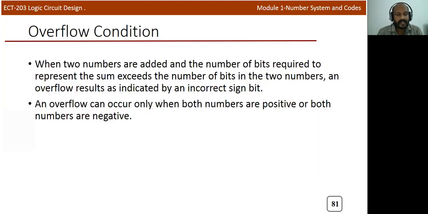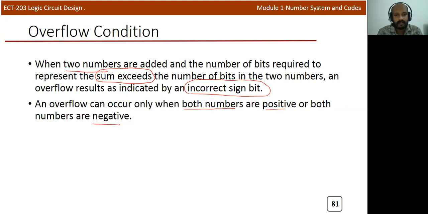Now we'll discuss a special case, known as the overflow condition. This overflow condition occurs when two numbers are added and the number of bits required to represent the sum exceeds the available bits. We'll call it an overflow of result indicator. There will be an incorrect sign bit, and that is the indication of overflow. Mainly this problem occurs when both numbers are positive or both numbers are negative.